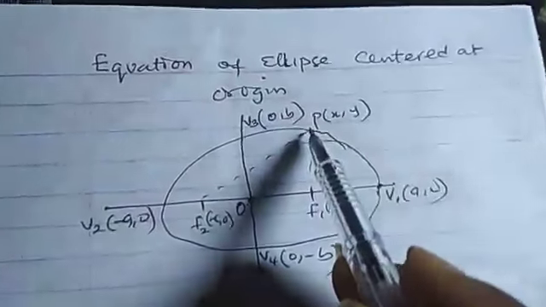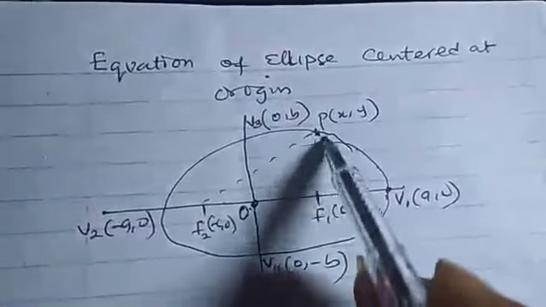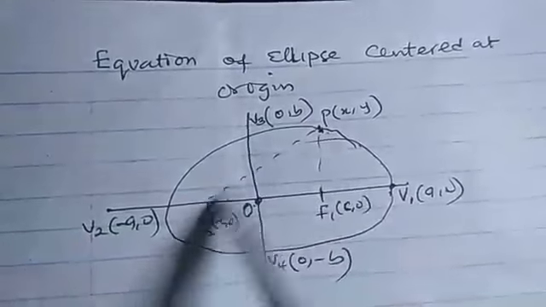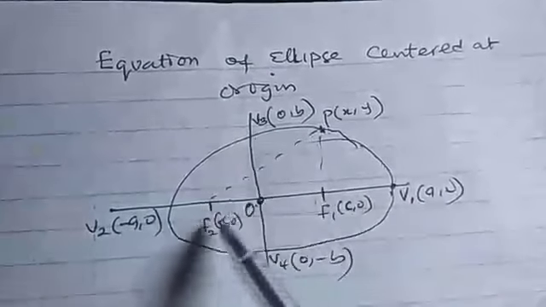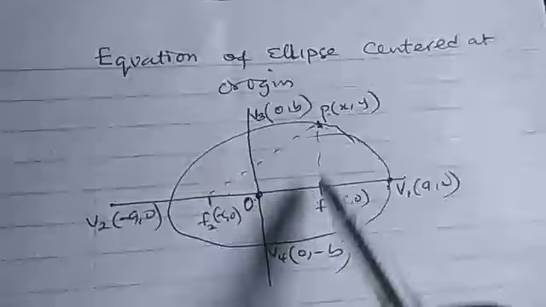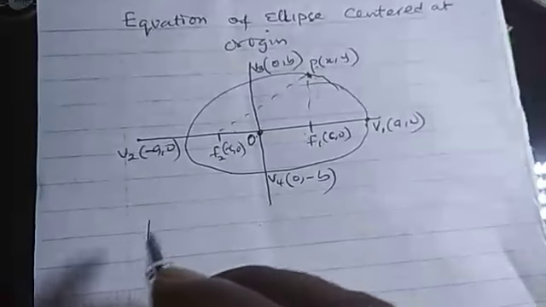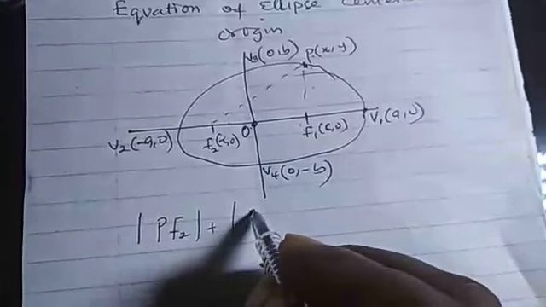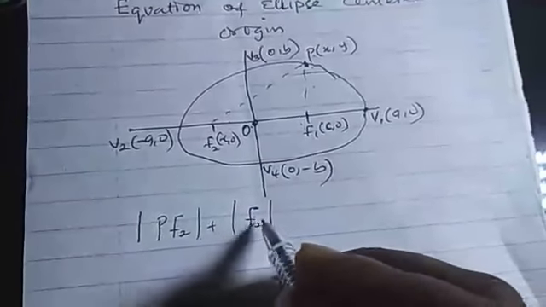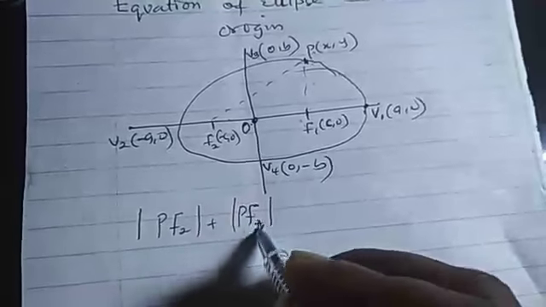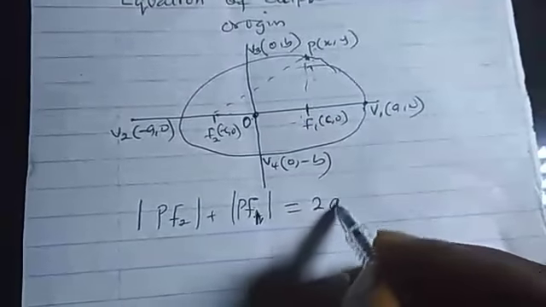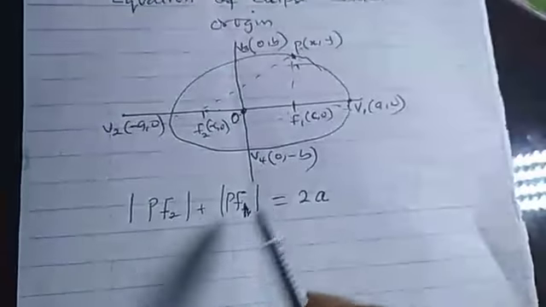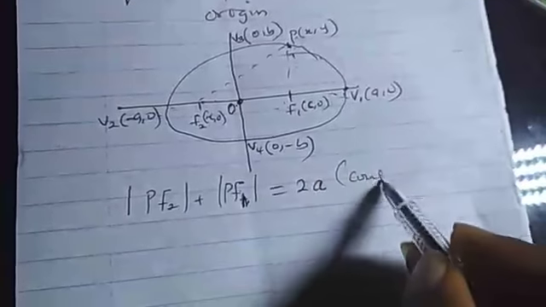If you see the live movement of these two lines, F2P and F1P, you will know that the distance between them, if you add them together, will be equal to 2a. It will be equal to the length of the major axis, which is the constant we are talking about.